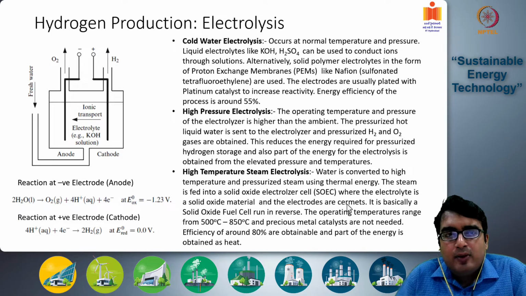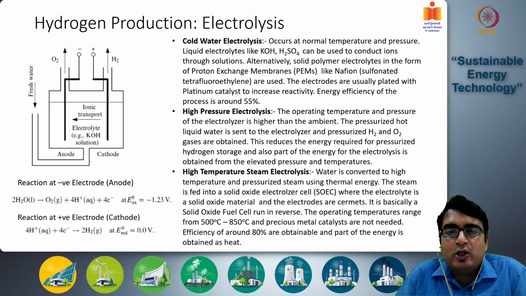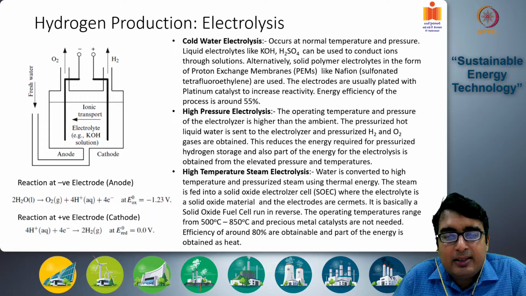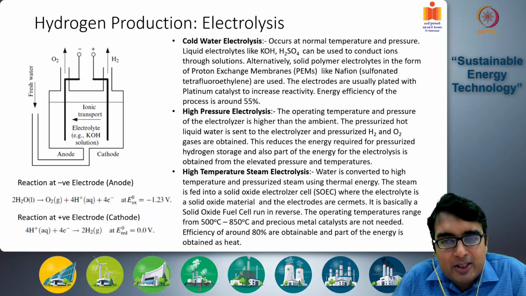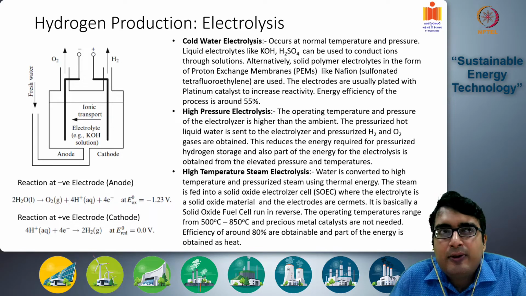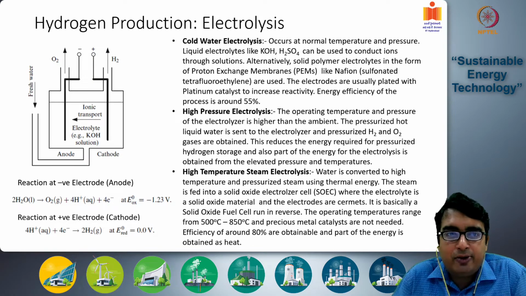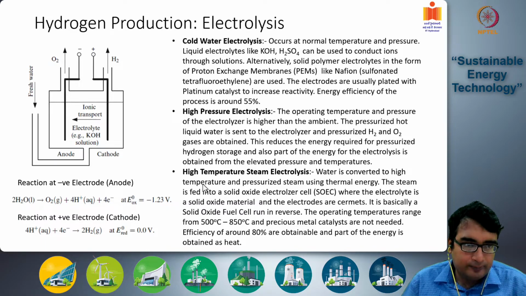In the previous class, we discussed one of the primary modes of hydrogen production from renewable energy, that is through electrolysis from renewable electricity. And we discussed different types of electrolysis methods like cold water electrolysis, high pressure electrolysis, and high temperature steam electrolysis. While electrolysis is the most developed and most commonly used technology when we are trying to generate green hydrogen, there are other methods to generate hydrogen from renewable sources as well, and we will start our discussion with those.